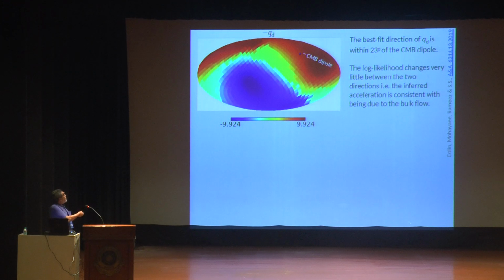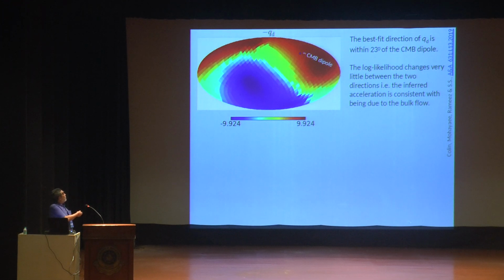So this red and blue is the dipole in the acceleration parameter, if you like. And it's roughly in the same direction as the CMB dipole. But we only have 740 supernovae. With that, we can't reduce the uncertainty any further than that.